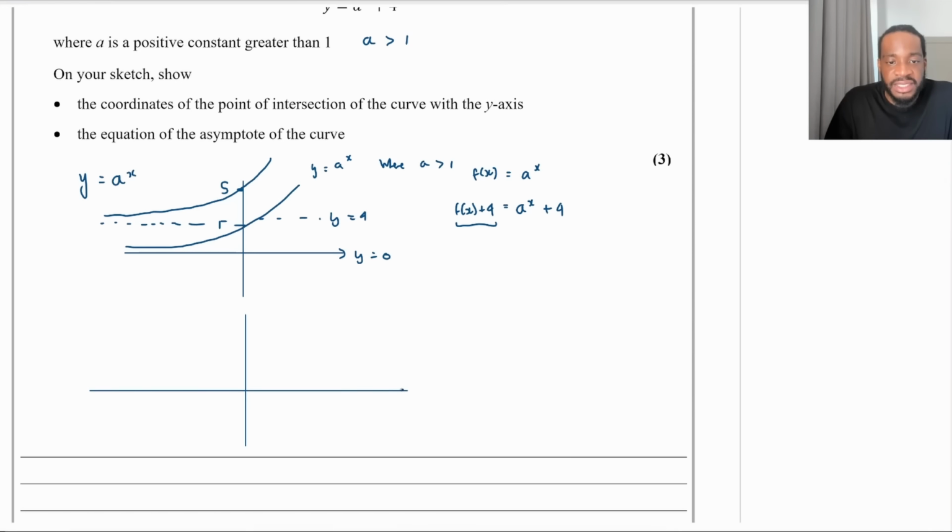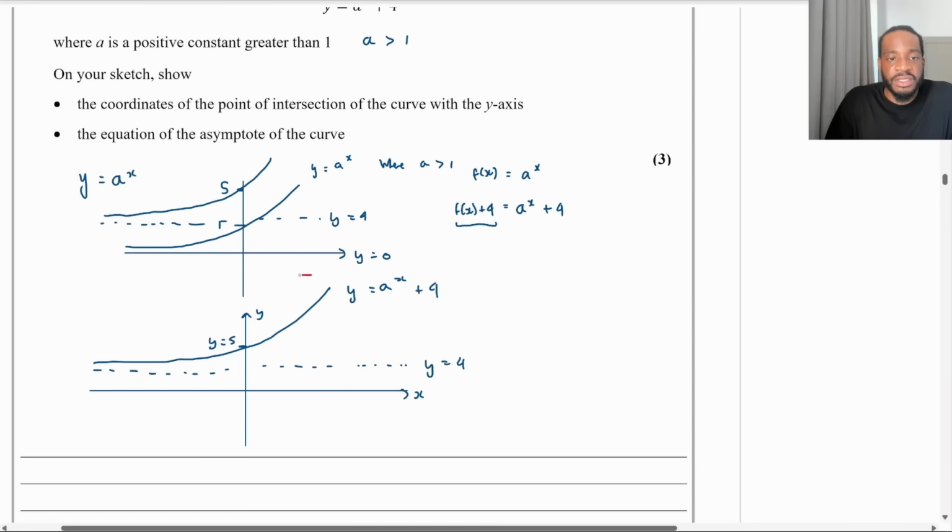We're going to have the x and y axis as normal. The new asymptote, let's just say y equals 4, is here. Like that. And then we're going to just do this, and it looks like a straight line, like that, basically. And this intercept right here is going to be y equals 5. This is going to be the graph of y equals a to the x plus 4. That will be your answer. We box it.